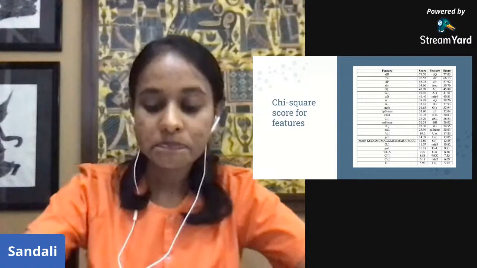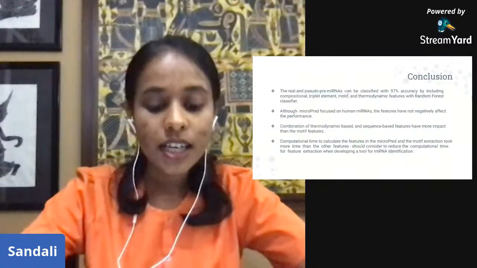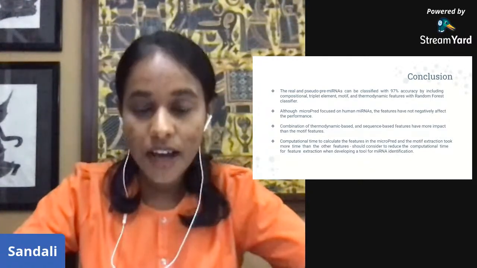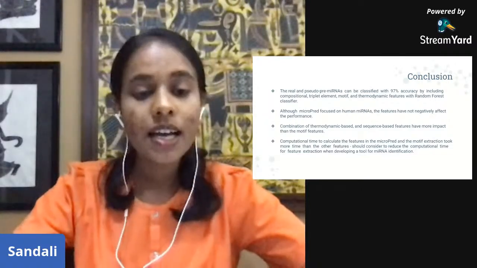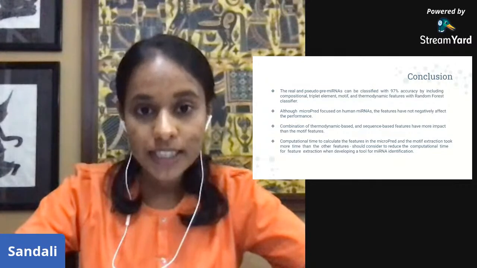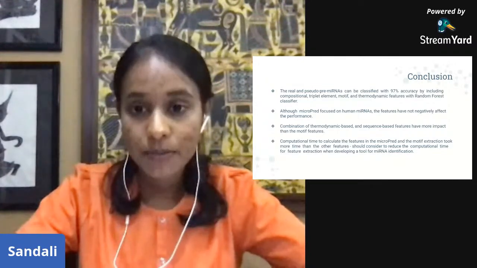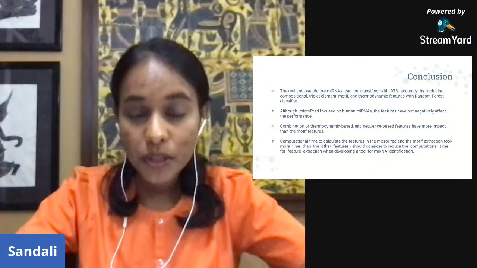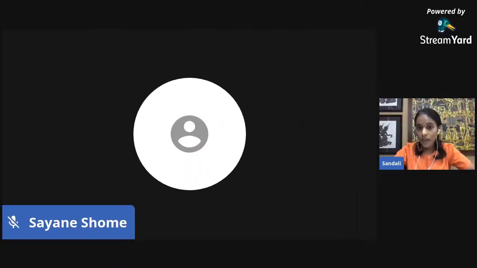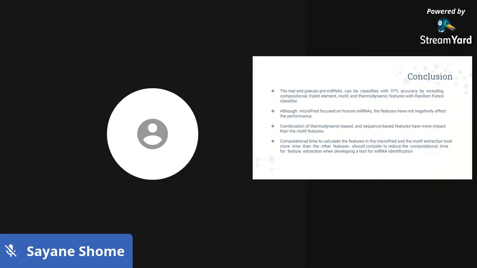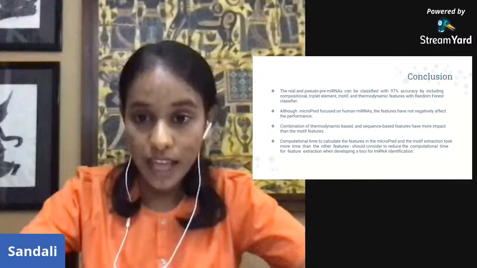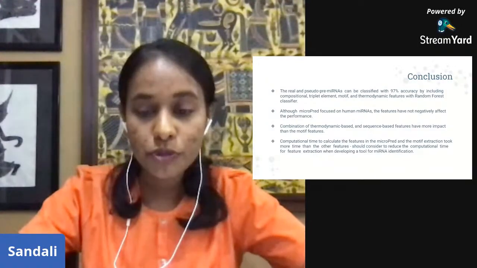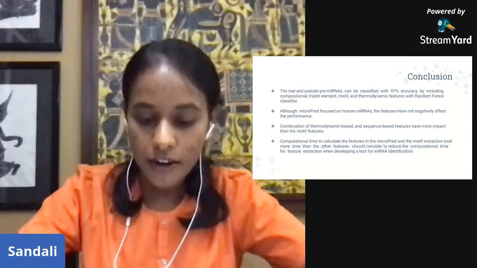As the conclusion, we can say that real and pseudo pre-microRNAs can be classified with 97% accuracy by including compositional, triplet element, motif, and thermodynamic features with a random forest classifier. And although MicroPred focused on human microRNAs, its features did not negatively affect the performance, so the features introduced in MicroPred can also be used to identify plant microRNAs.